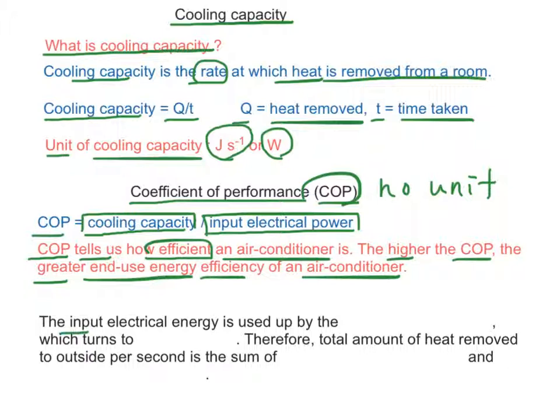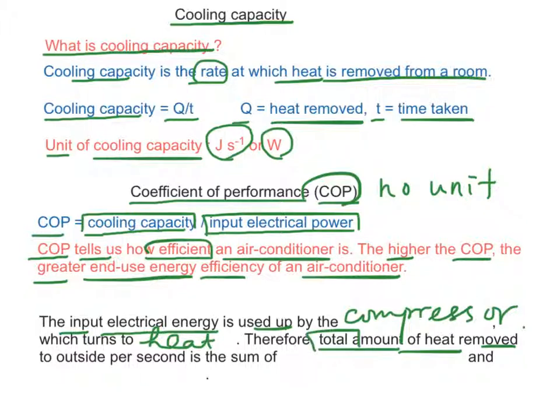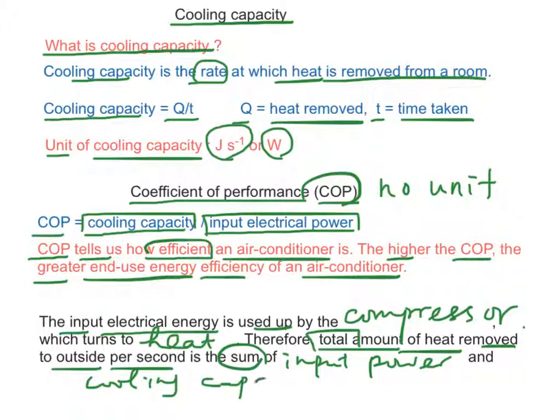The input electrical energy is used up by the compressor, which turns to heat eventually. Therefore, the total amount of heat removed to outside per second is the sum of the input electrical power and the cooling capacity.